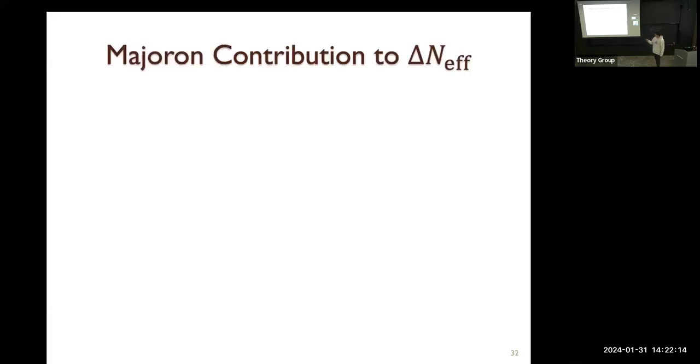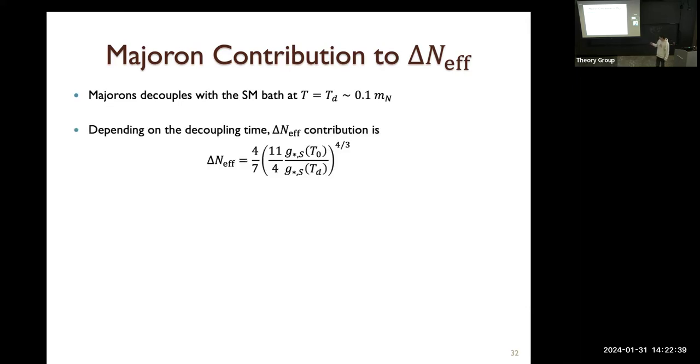Okay, then let's see this Majoron contribution to the delta N_eff. This Majoron decouples from the standard model bath at a temperature around T_decouple, which is roughly 1 MeV. If the abundance of the right-handed neutrino is suppressed, then this Majoron also decouples from the standard model bath. And depending on the decoupling time, this Majoron acts like a relativistic degree of freedom and contributes to the N_eff.